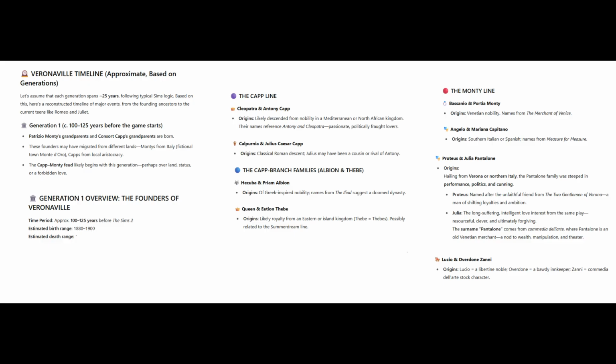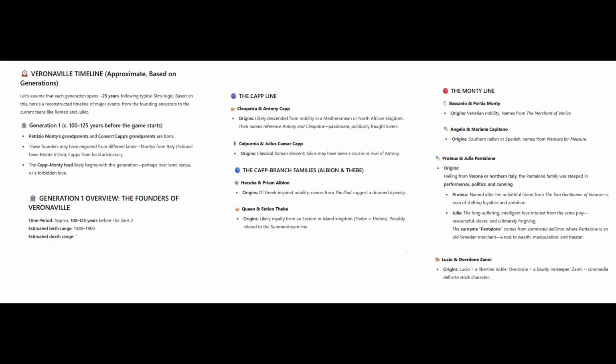Okay, so I'm also going to show something else that I saw on ChatGPT when I just asked certain questions, and it kind of lines up with the timeline that I made a few years ago. So I asked it to create a Veronaville timeline based on all 5 generations of the Capps and Montys family, and I'm going to incorporate the symmetry into it afterwards. And here's what it says.